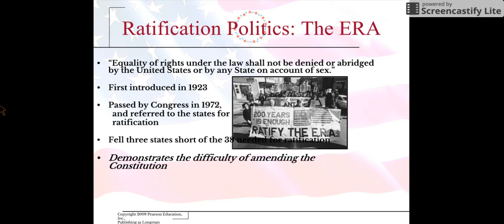All right, that's the end of our Constitution presentations. We'll start back with federalism. That will be the next one we'll look at.